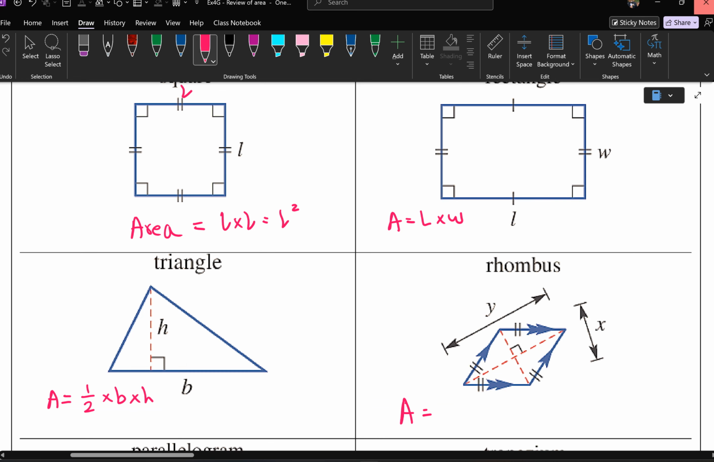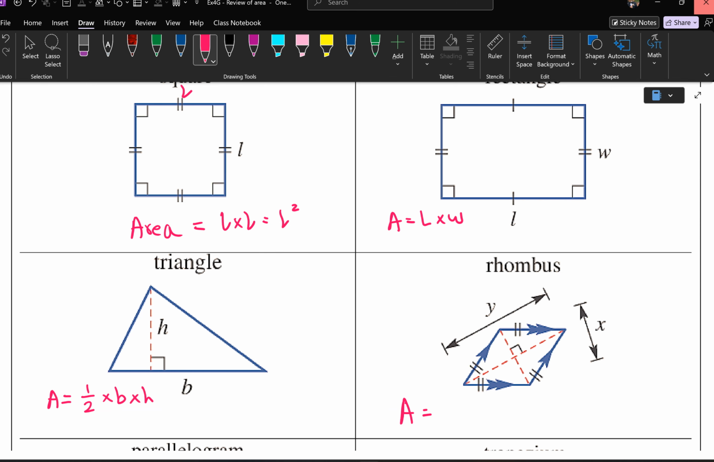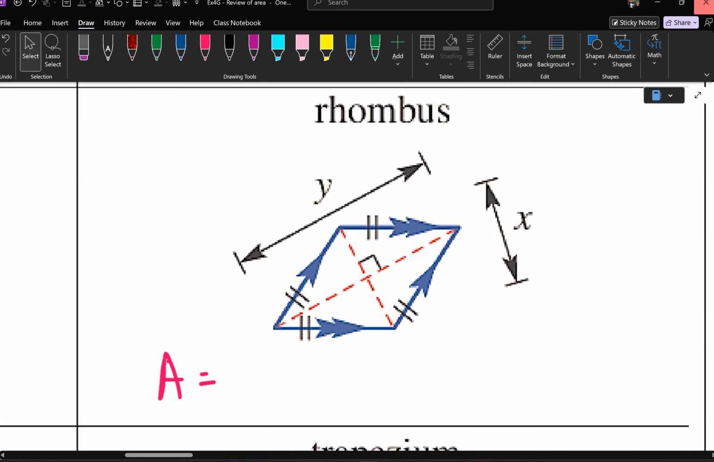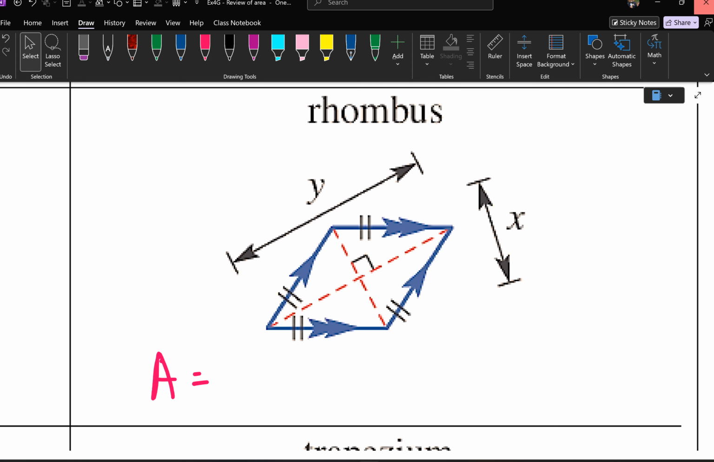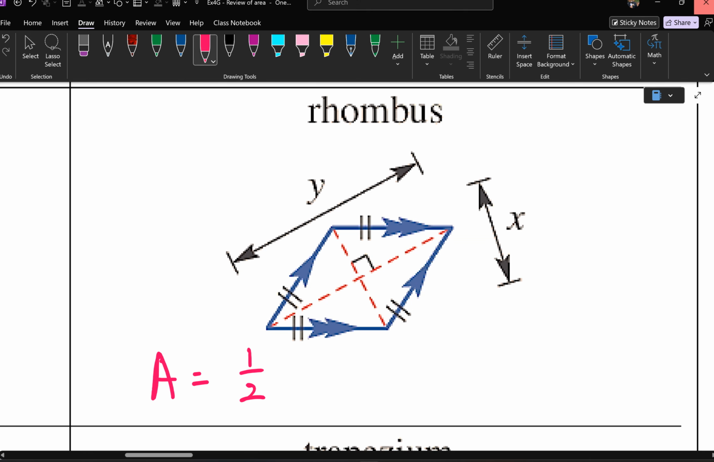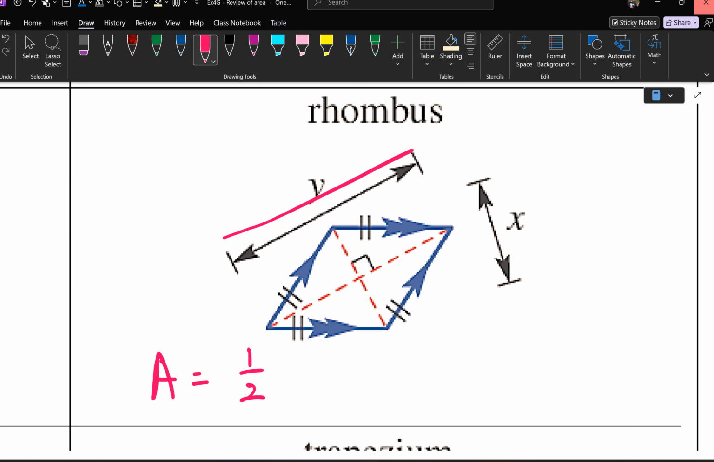Rhombus. Anyone remember the area of a rhombus? What's the area formula for a rhombus? The diagram kind of gives you a hint. Hands up if you know. Anyone know? Not sure? It is half the diagonal 1 times diagonal 2. That's why they've drawn the diagram with y being the diagonal here and x the diagonal this way. Okay? So half of diagonal 1 times diagonal 2.